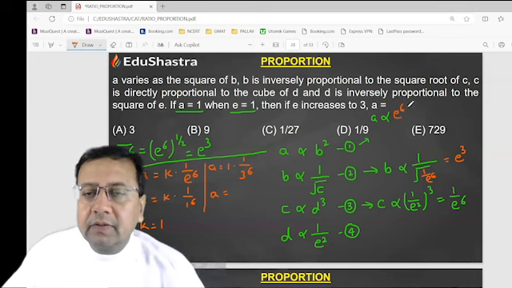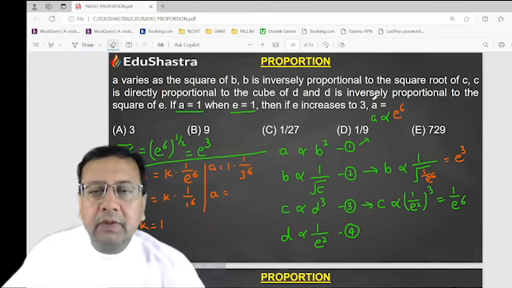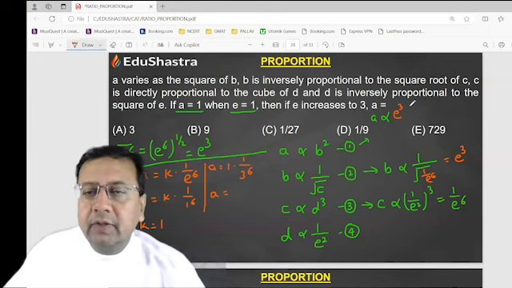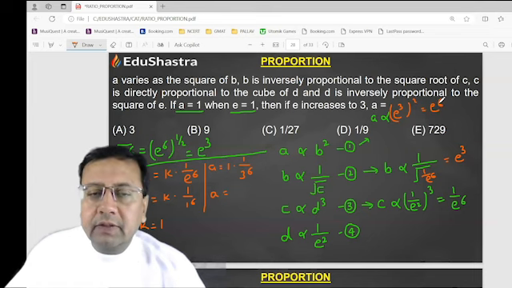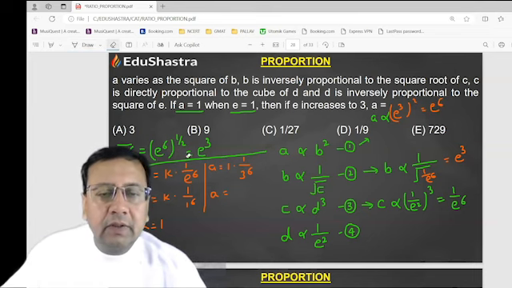e raised power 6. This is 3 whole square, which is 4 e raised power 6. And yes, now calculating on this.